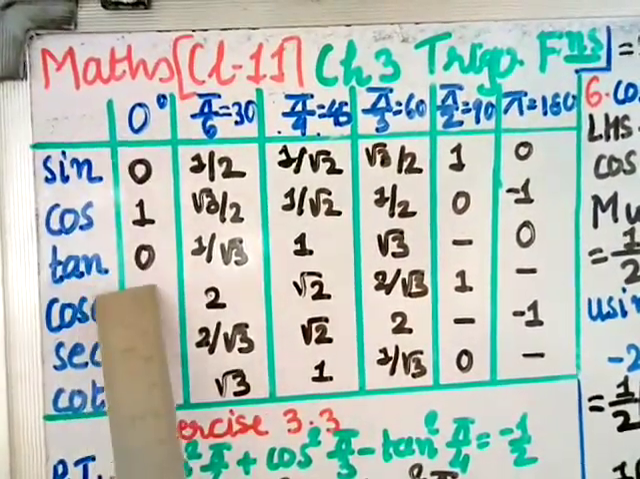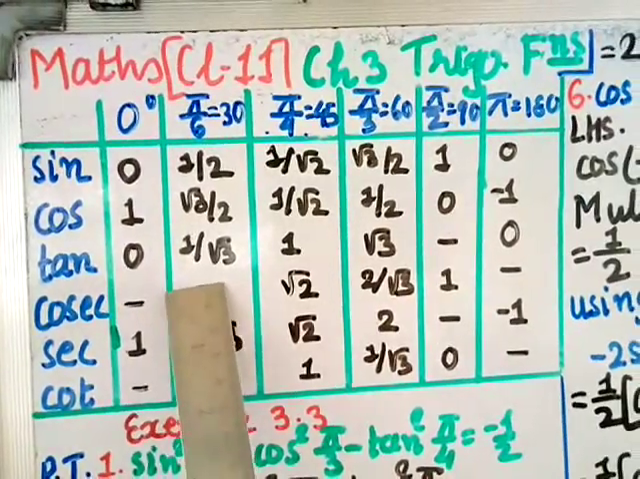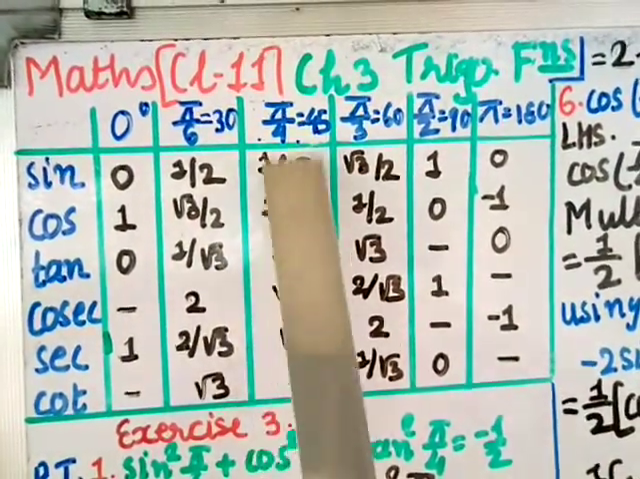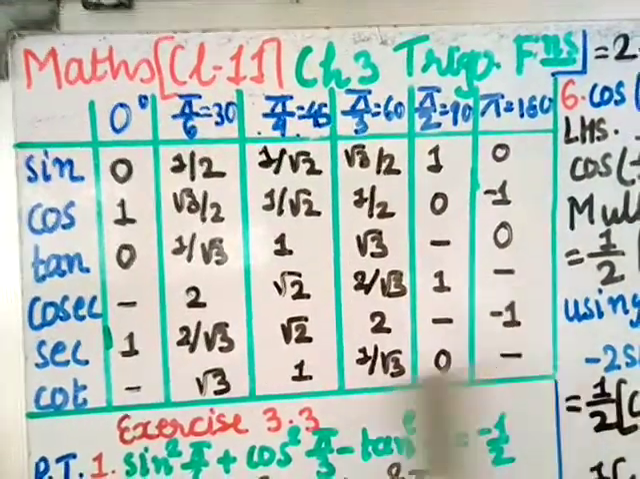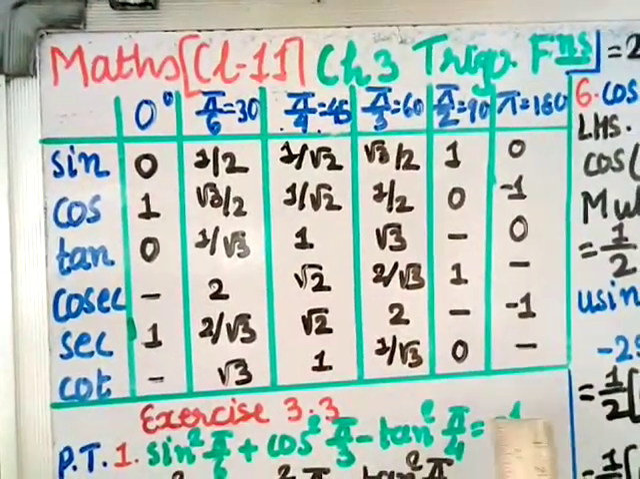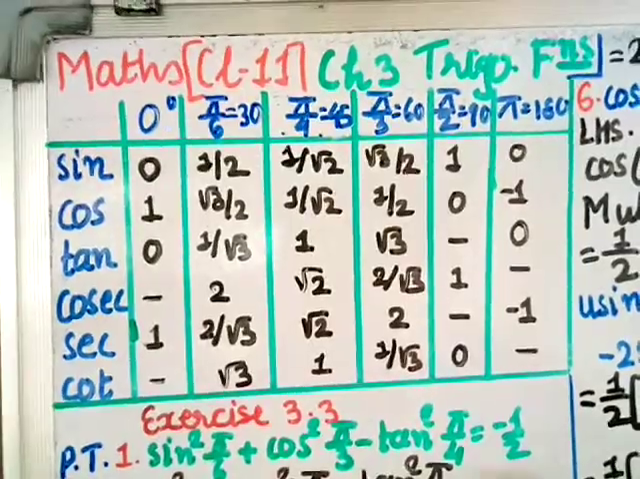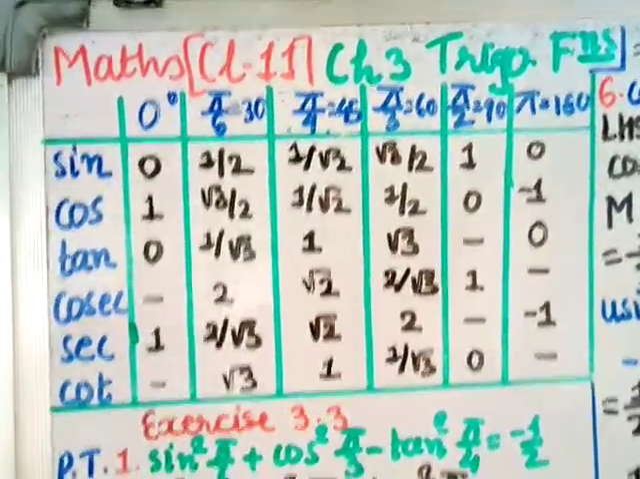Tan 0 degrees is 0, pi by 6 is 1 by root 3, pi by 4 is 1, pi by 3 is root 3, pi by 2 is undefined, pi is 0. Similarly, you can recall these values. They are the same values, only this time you have to remember them in radians.